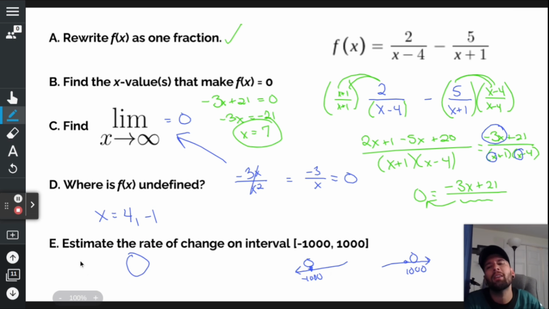Oh, that's why it says estimate. Oh, I should have known. Oh, me, creating fun problems. Yeah, the last thing you want to do is plug in 1,000. But even if you did, let's just have fun and say you did. If I plugged in 1,000, I would get 2 over really big number minus 5 over really big number, basically 0 minus 0. And if I plugged in negative 1,000, I would basically get 0 minus 0. And so 0 minus 0 is 0. That's fun.